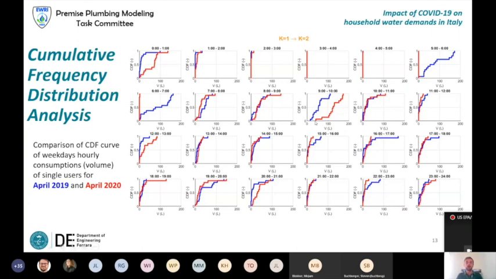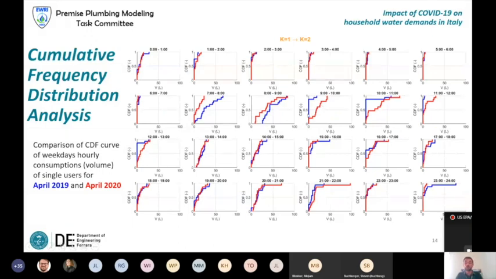The red one, referring to the lockdown period at 9 a.m., is characterized by definitely higher volumes than the blue line, which refers to the pre-lockdown period. If we move to this other user, it is quite interesting to notice that in the pre-lockdown period, once again, this user used water at 7, 8 a.m. more than in the lockdown period. The blue line is shifted toward a higher volume than the red one.